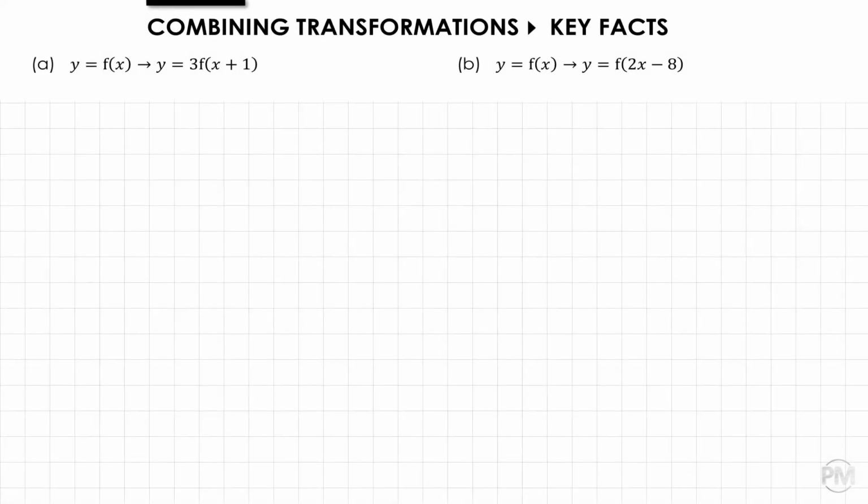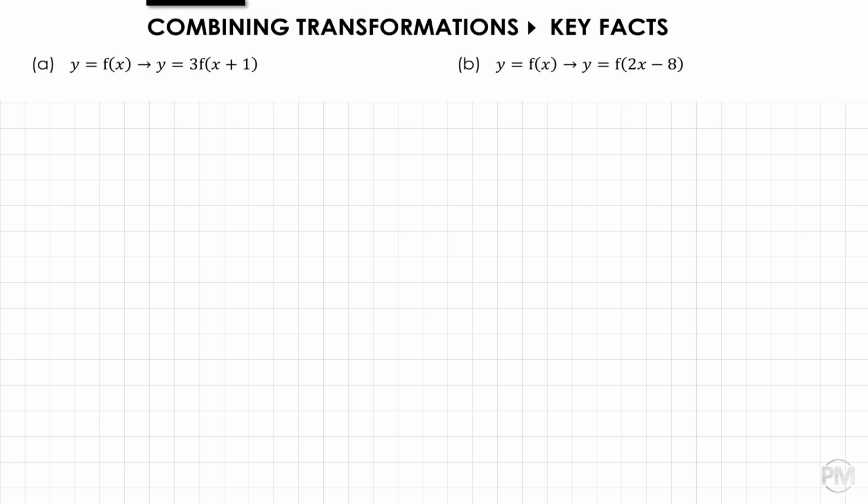Okay, I'd now like to look at a couple of examples where we're combining transformations, but we're not looking at any specific function. We're just applying transformations to some general function y equals f of x. So we'll start with part A. We're going from y equals f of x to y equals 3f of x plus 1.